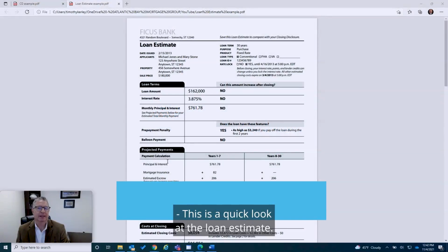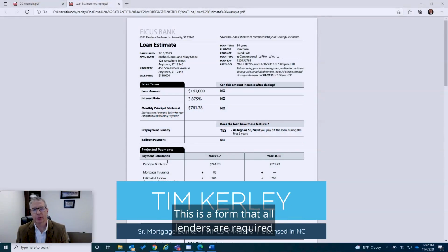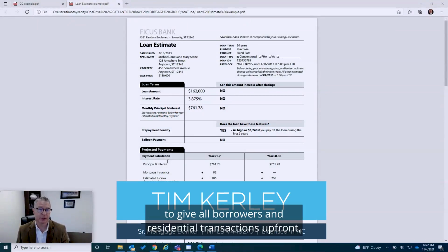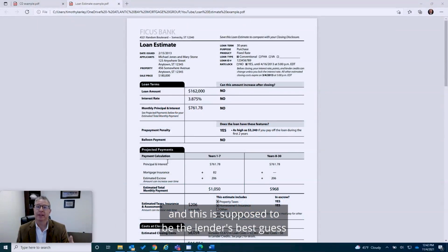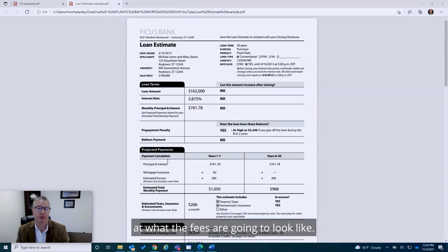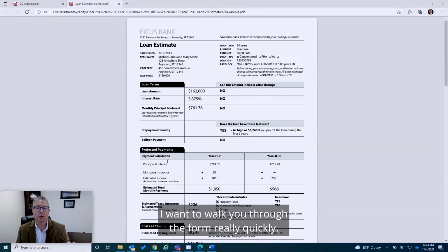This is a quick look at the loan estimate. This is a form that all lenders are required to give all borrowers in residential transactions up front. And this is supposed to be the lender's best guess at what the fees are going to look like. So in this really short video, I wanted to walk you through the form really quickly.